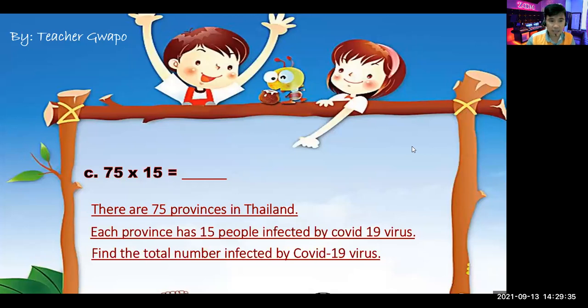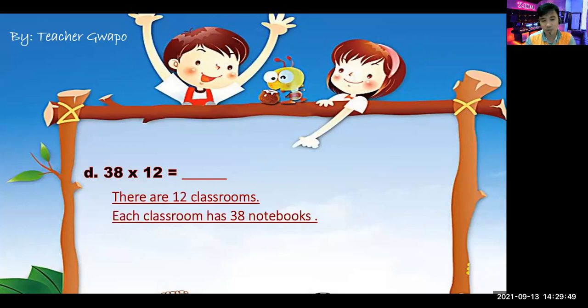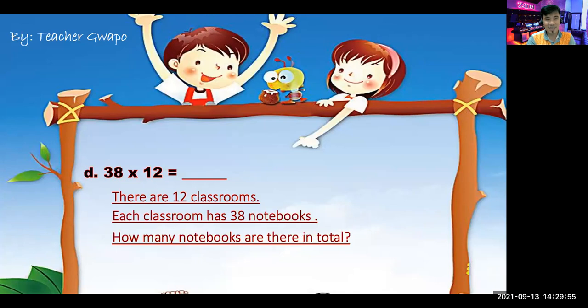Okay, here, letter D. In letter D, the multiplication equation here is 38 times 12. Let's say, for example, there are 12 classrooms. Each classroom has 38 notebooks. How many notebooks are there in total? So that is the example in letter D.